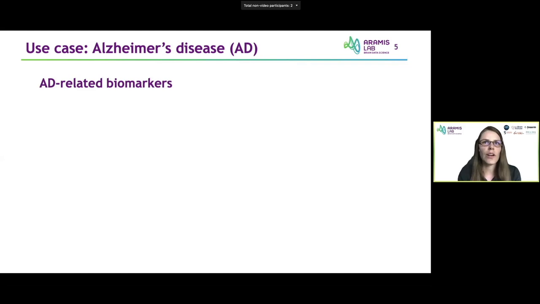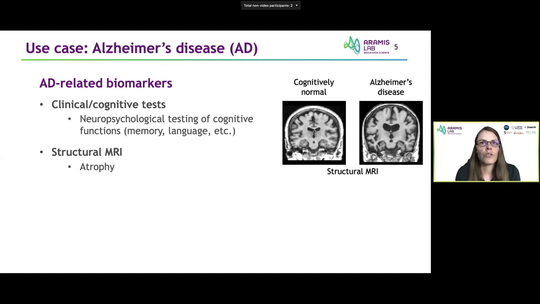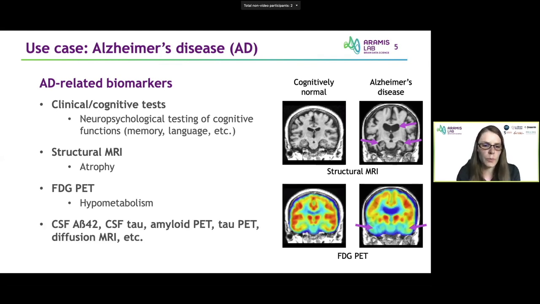The diagnosis of Alzheimer's disease mainly relies on clinical examination and on cognitive tests, but imaging can also play an important role. You can observe neuronal loss on structural MRI with an atrophy of structures such as the hippocampi or an expansion of the ventricles. Neuronal degenerations can also be observed on metabolic PET images, and other imaging modalities as well as CSF can provide useful biomarkers.